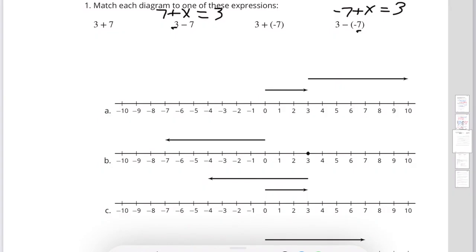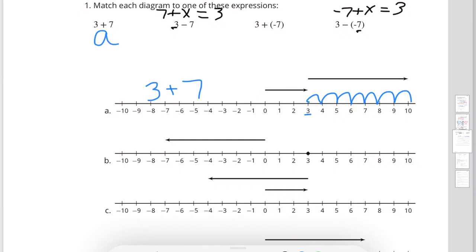So let's look at diagram A. So my first arrow goes to positive 3. And then I move a certain number of units to the right, and I land at positive 10. So I can just count. So that's 1, 2, 3, 4, 5, 6, 7. So I started with 3. And I moved 7 units to the right, so that would be positive 7. So 3 plus 7 is for diagram A.